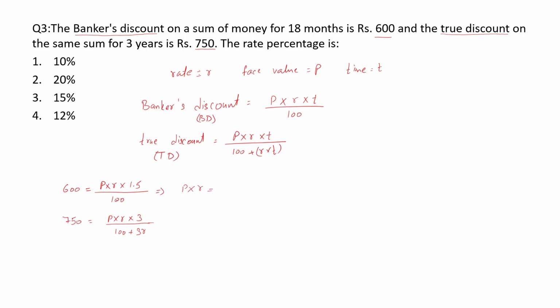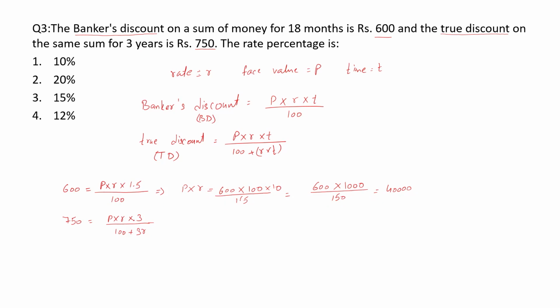So P into R is equal to, you can take 100 that side, 600 into 100 upon 1.5. This 1.5 I can write as 15 into 10. So I can write it as 600 into 1000 upon 15. So this is P into R. Let me substitute this P into R value, or I can actually solve it. So after solving it, you will get 40,000.